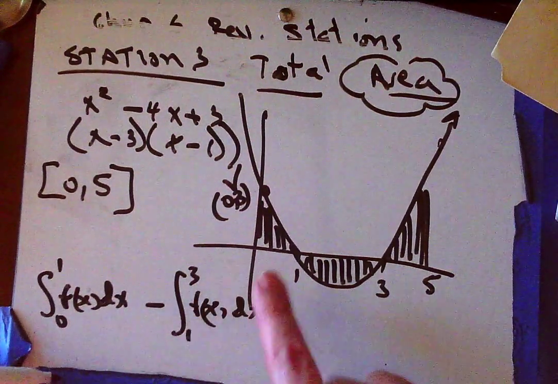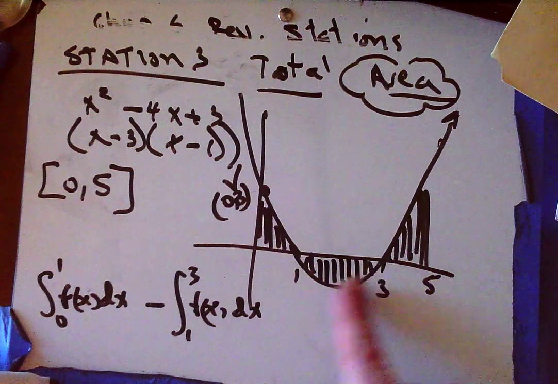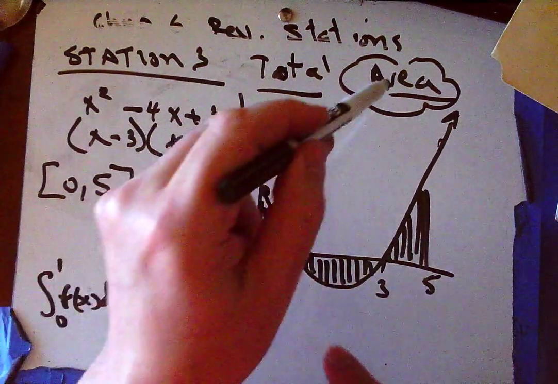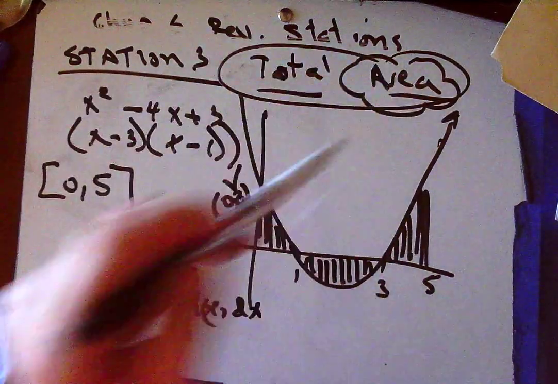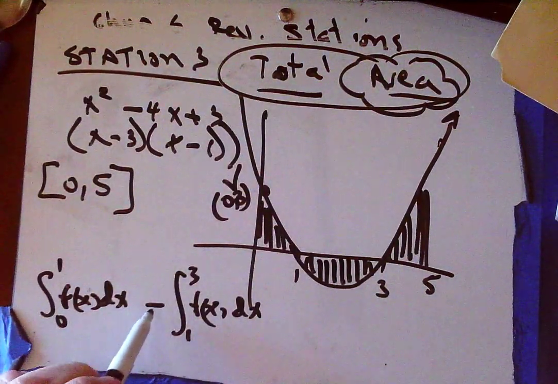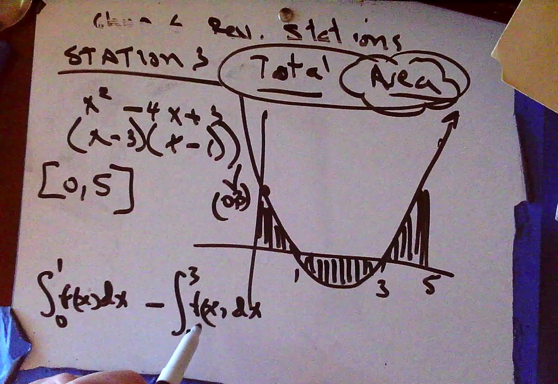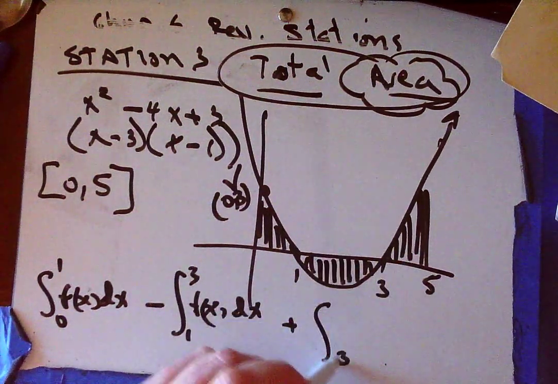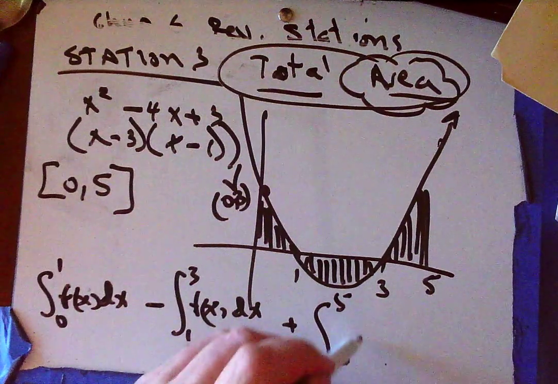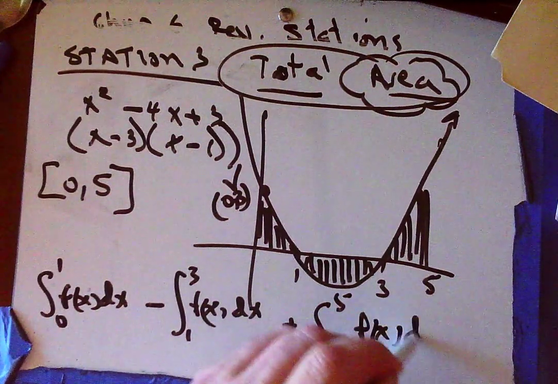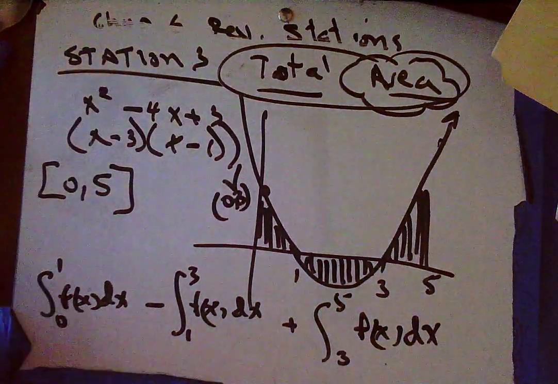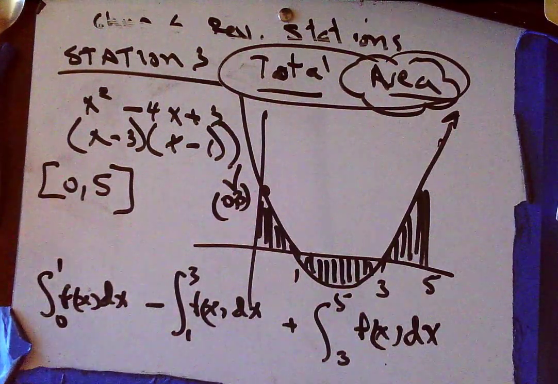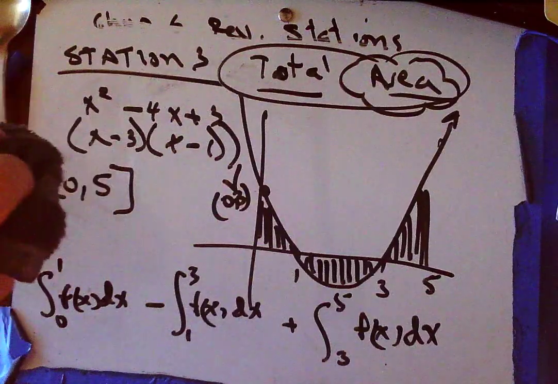Why the minus? Well, if I integrate from 1 to 3, I'm going to get a negative number as my answer. But total area is always positive. So if I subtract that negative number, I'll get a positive there. And finally, the integral from 3 to 5 of f of x dx. Okay? Now, as far as finding that integral goes, that should be pretty straightforward for us.